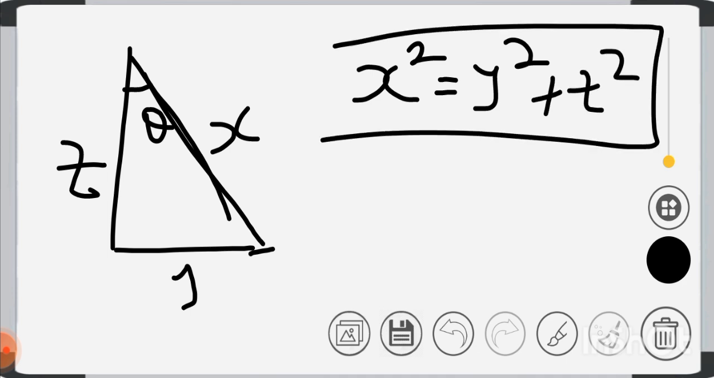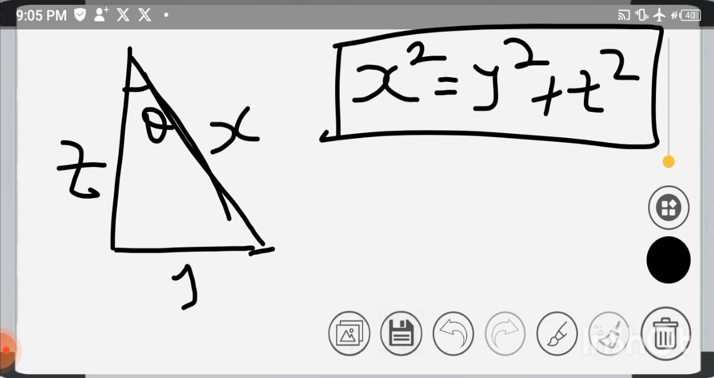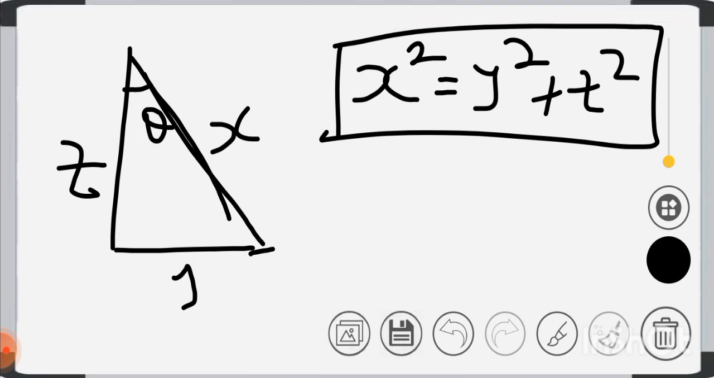It's Pythagoras' theorem that you have to know in trigonometry. So that formula is also very, very important. Now there's another one we call cosine rule and sine rule. We also use those rules in trigonometry.